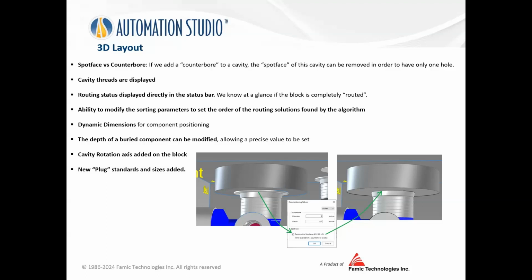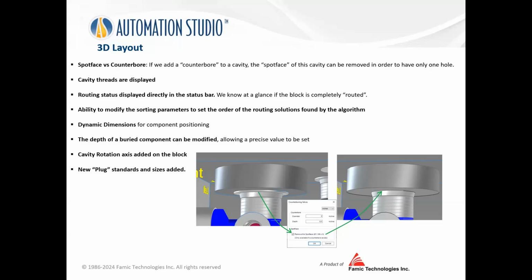Dynamic dimensioning. So when you're manually modifying your block, you have more control over the positioning of your components with respect to the origin of the block and the sides of the block, and with respect to other components on the block as well.